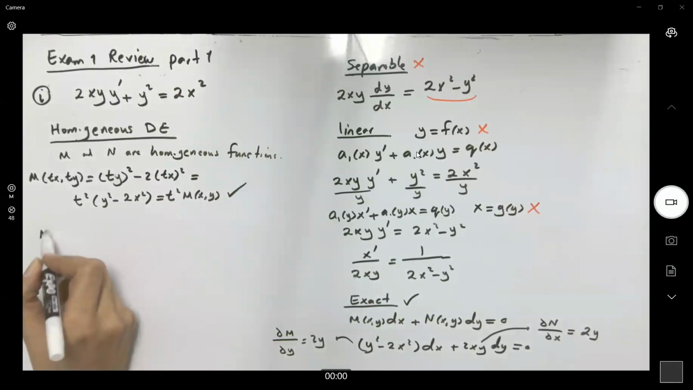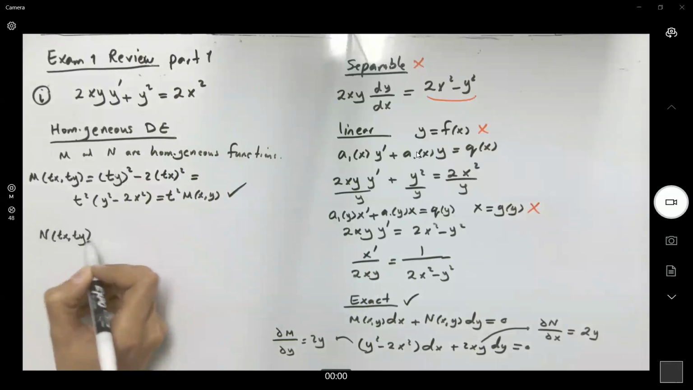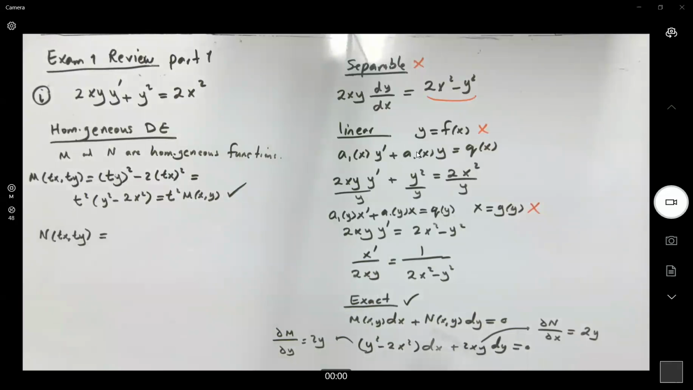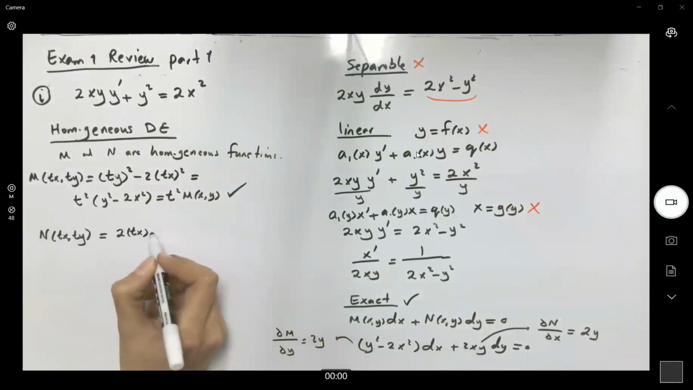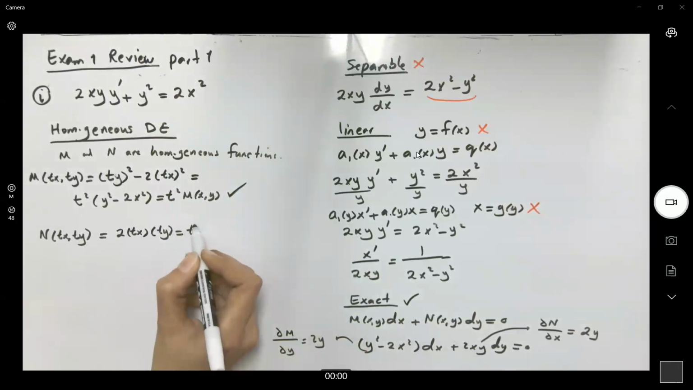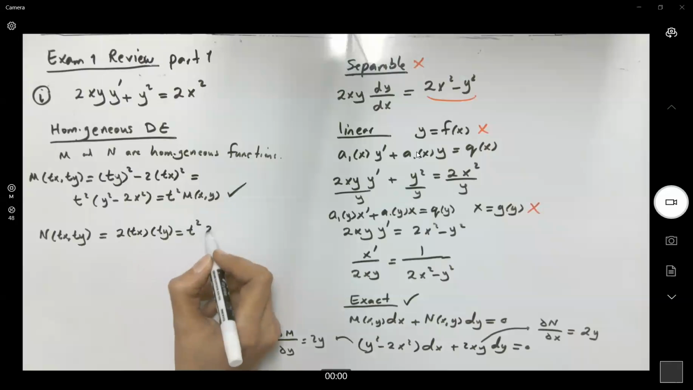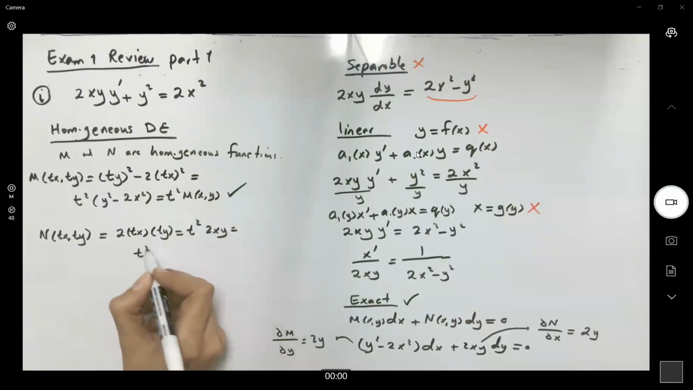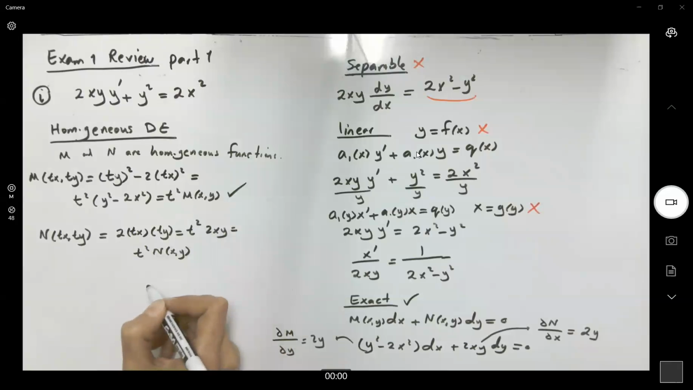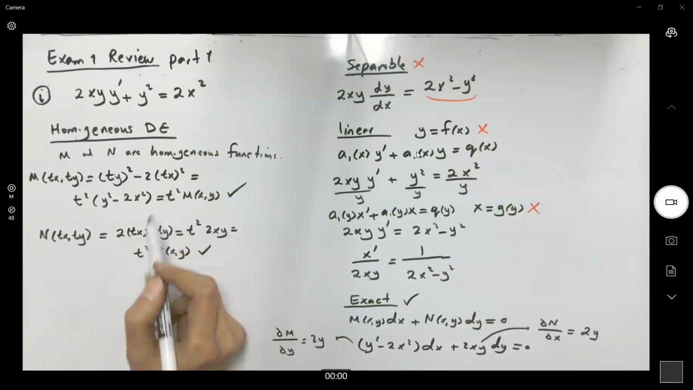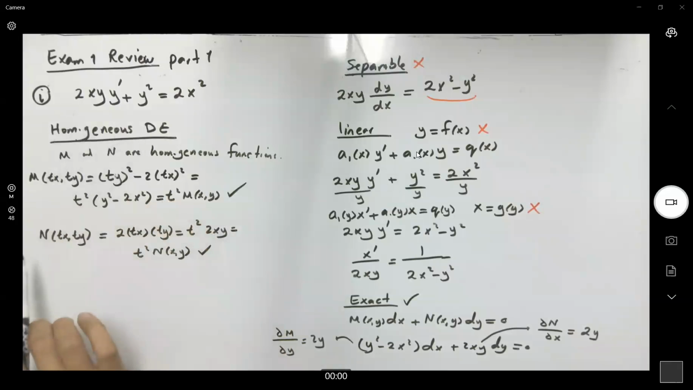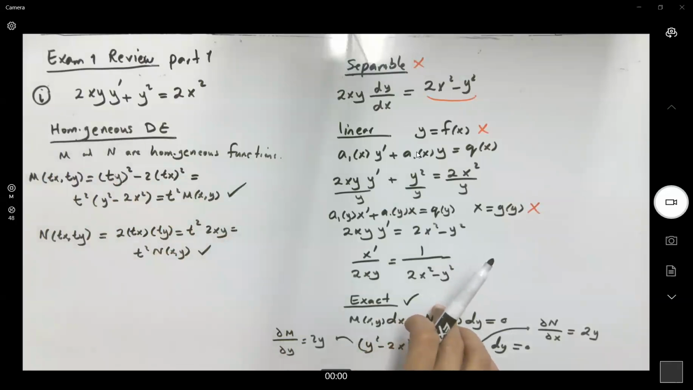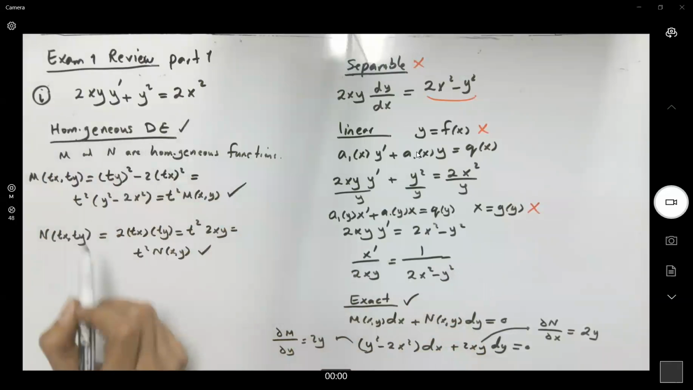So far, so good. My M is a homogeneous function. What about N? N of tx and ty is equal to, this is my 2xy, 2(tx) times (ty). As you can see, you get t squared 2xy, or you have t squared N of x, y. Again, you have homogeneous functions of the same degree. So we have a homogeneous differential equation. It means that you can either apply the method of exact ODE to solve this problem, or you can use substitution to solve this differential equation.